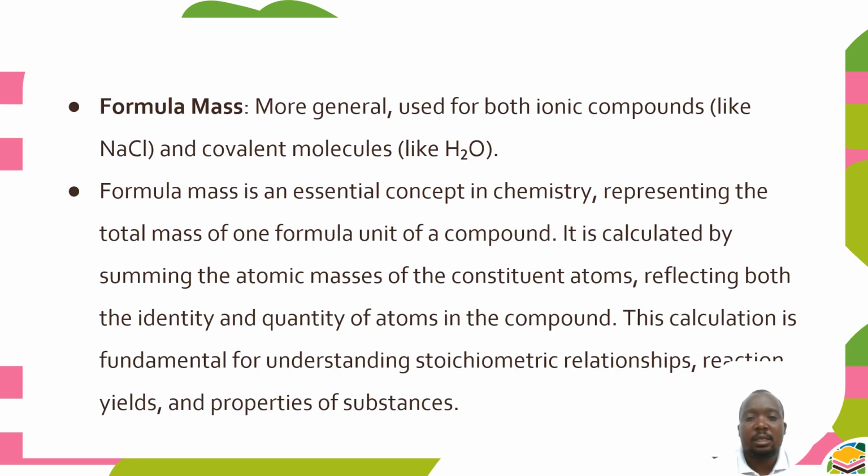Formula mass is more general, used for both ionic compounds and covalent molecules. So in general terms, we use formula mass because it takes everything on board, whether it is ionic or covalent. But if it is covalent, we say it is molecular mass. Please take note of that. An example of an ionic compound is sodium chloride. An example of a covalent molecule is water.